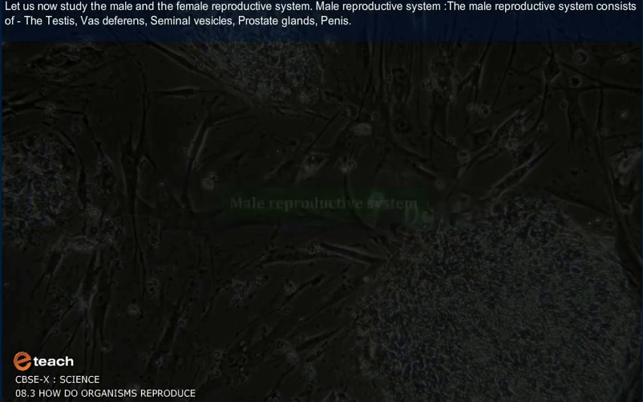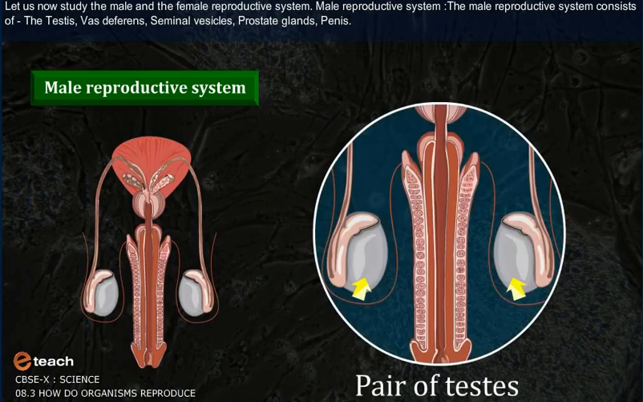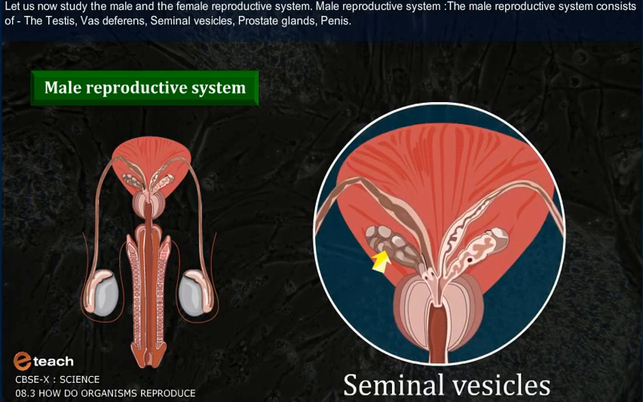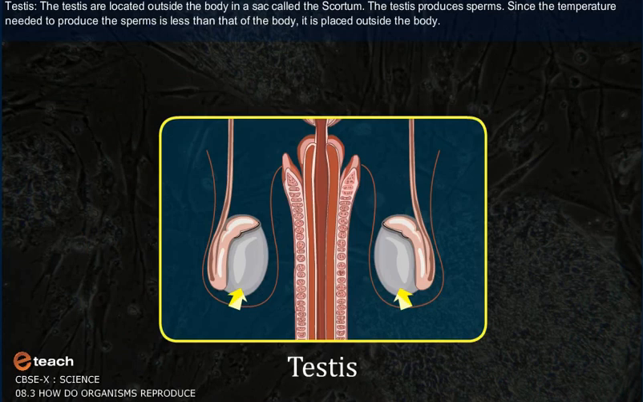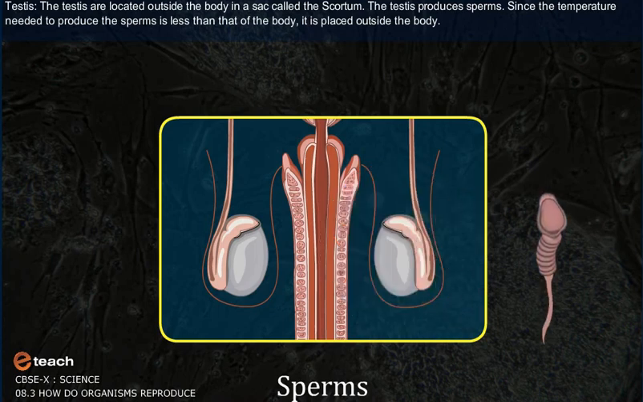Male reproductive system. The male reproductive system consists of the testis, vas deferens, seminal vesicles, prostate glands, penis. Testis. The testes are located outside the body in a sac called the scrotum. The testes produce sperms. Since the temperature needed to produce the sperms is less than that of the body, it is placed outside the body.